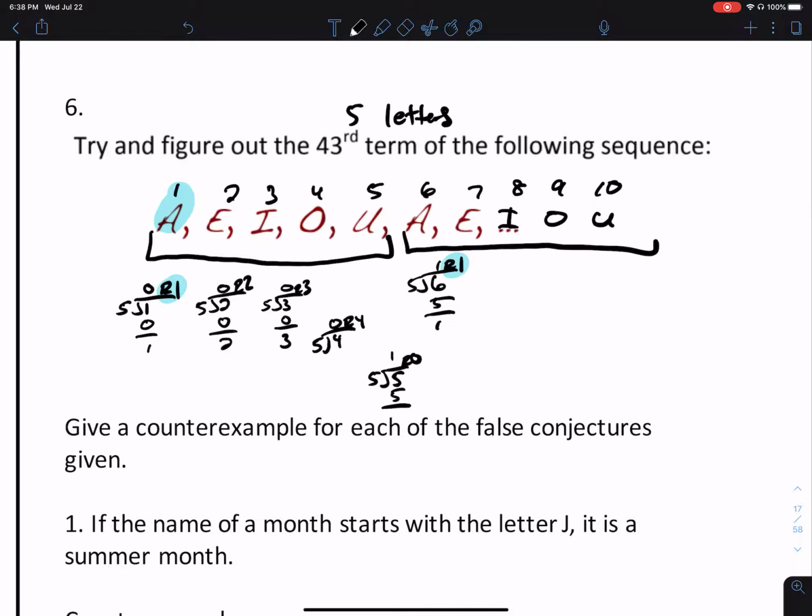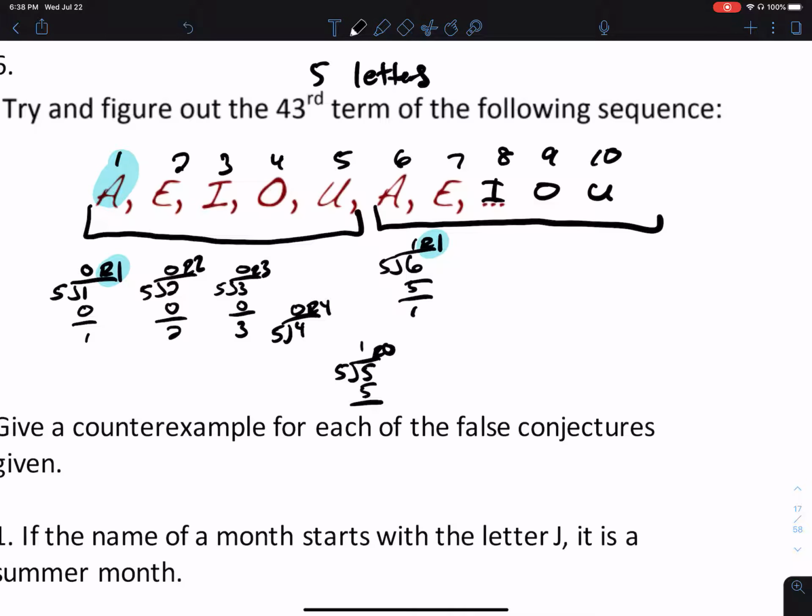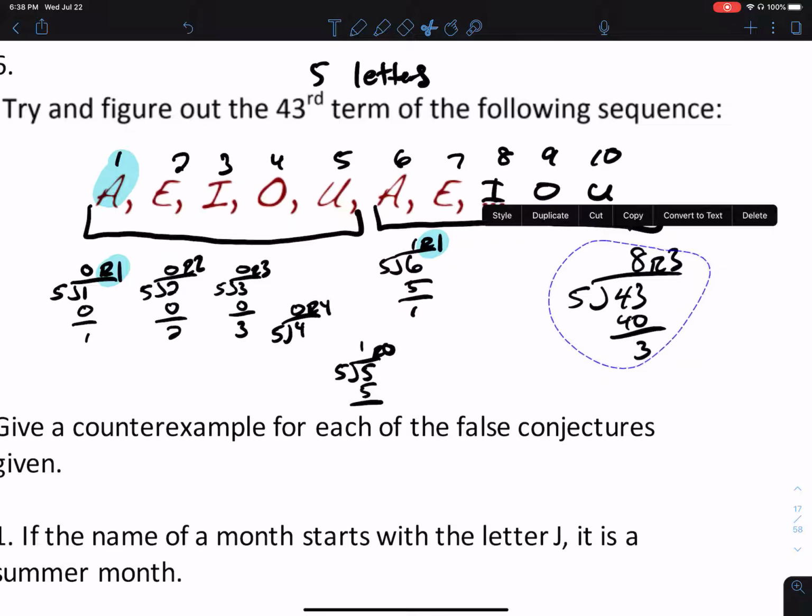So to figure out what's happening on the 43rd term, we're going to take 43 and divide it by 5. 5 goes into this 8 times. More importantly, what's the remainder? The remainder is 3. We are expecting the 43rd term to be an I, because every time you have an I, the remainder is 3.